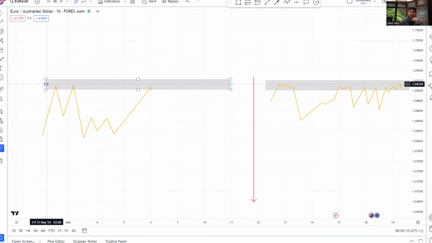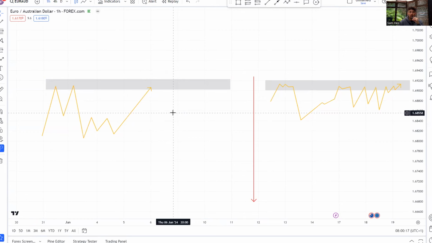So that's basically my edge: I choose really clear zones. And if it's really trending towards the zone, I probably won't take the trade. That's essentially it in a nutshell.